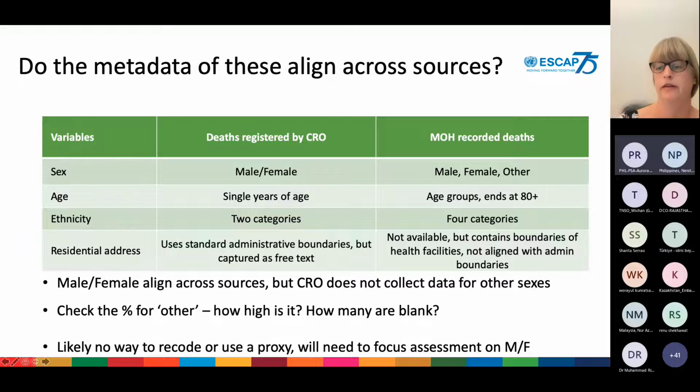It would be helpful to understand the percentage of records that use the other category, or how many are blank in general. In this case, unless other was really just a catch-all for blank, we wouldn't be able to recode those into male or female. It doesn't make sense. So we could only do our analysis on male and female. The likelihood is we would only be able to look at male and female, and until the civil registry also created another category, this isn't something we could examine.